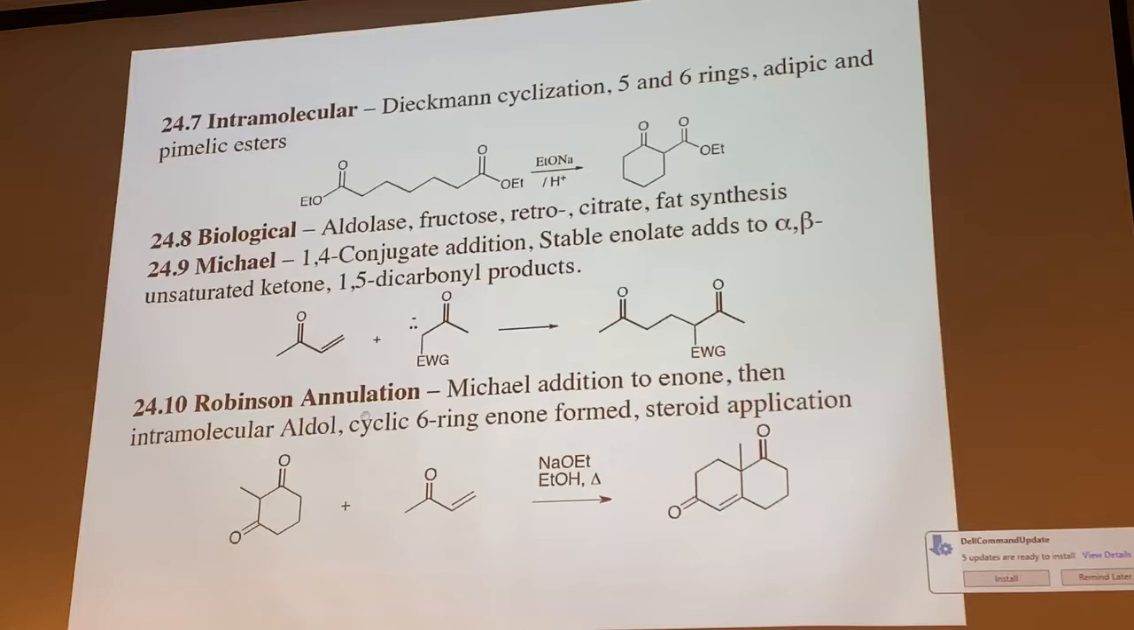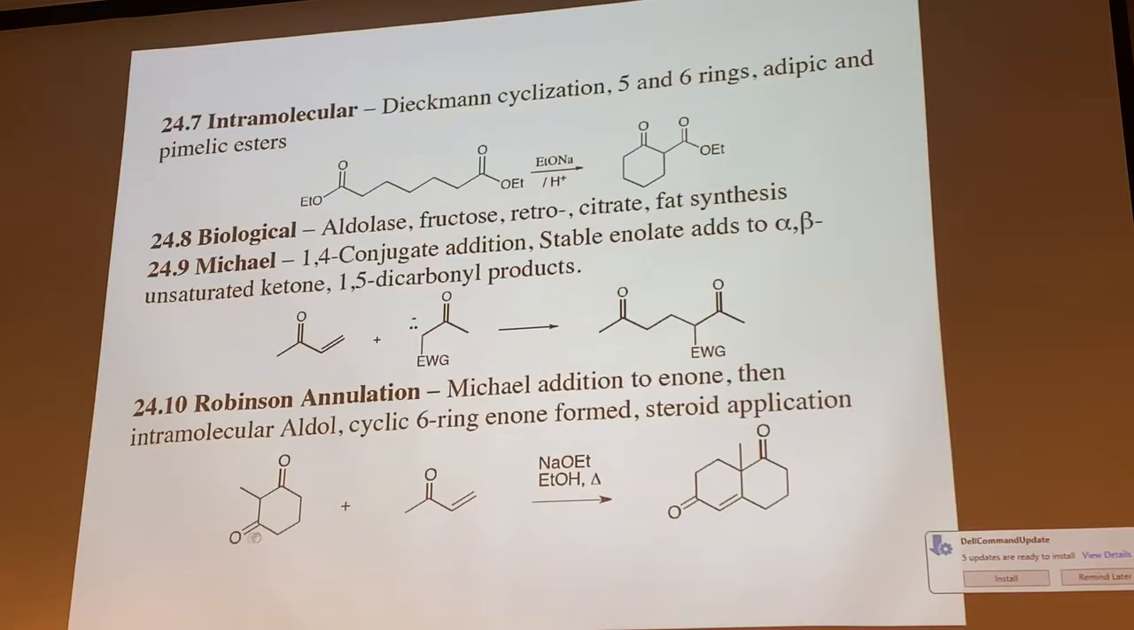And then, not to be left out, we need to go back to Europe, Great Britain. This is Sir Robert Robinson, who developed an annulation reaction, an annulus. There's a term for you, Latin term. What's annulus mean? Yes, a ring formation. So we can form another ring here using a combination of the Michael reaction, conjugate addition, and then an intramolecular aldol. Now, looking at that product, that's tricky to figure out that mechanism, isn't it?